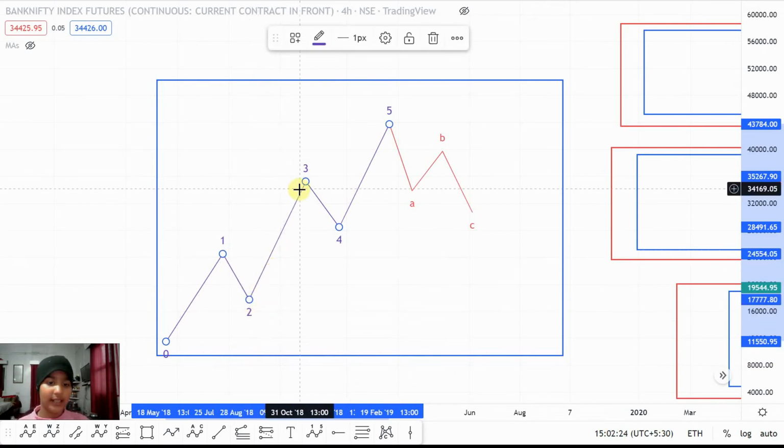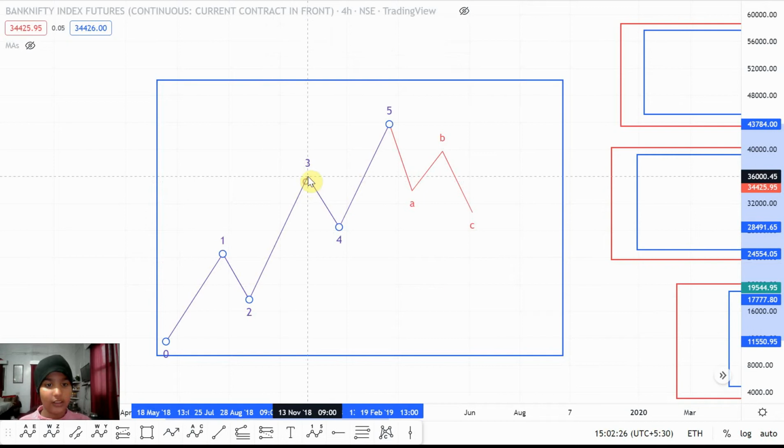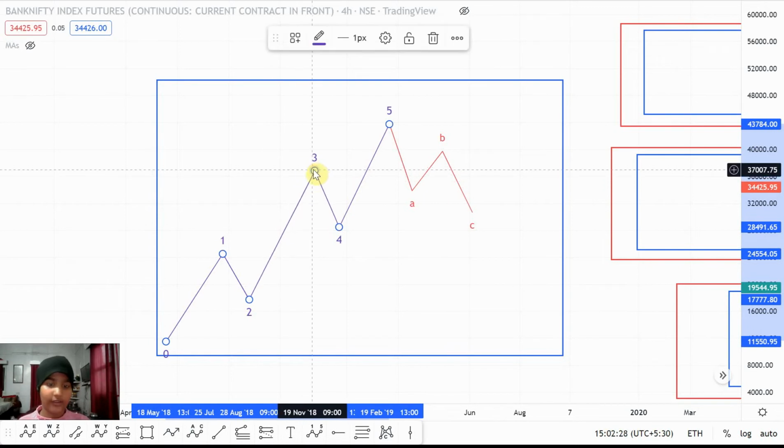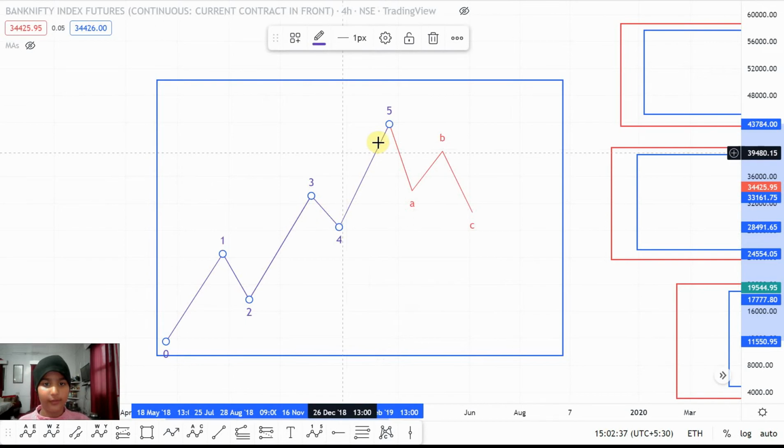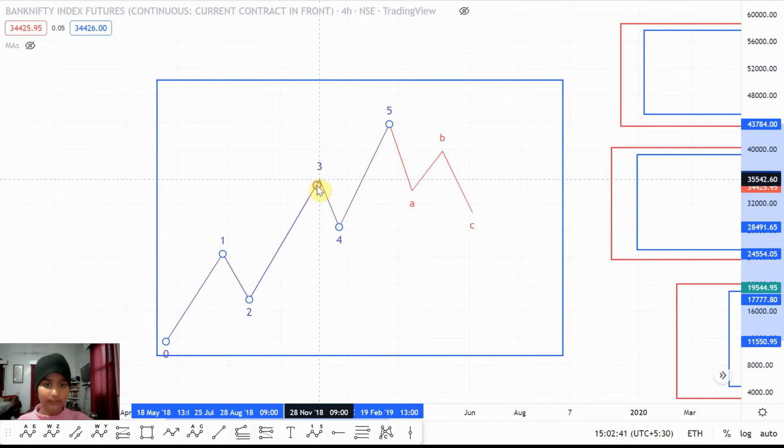The second rule is that the third wave should not be the shortest compared to the first wave or the fifth wave. If our third wave is shorter than both the fifth wave and the first wave, then my count is wrong and I have to change my count.